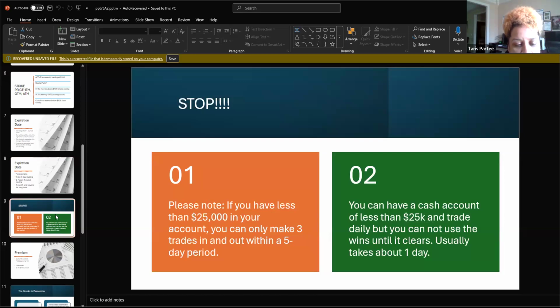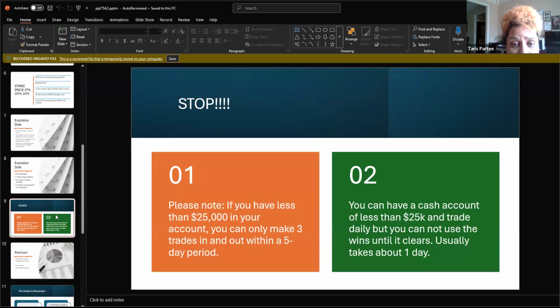Number one, if you have less than $25,000 in your account, you can only make 3 trades in and out within a 5-day period. What do I mean by in and out? That means opening and closing that trade. That's what in and out means. So if you do that within a 5-day period, you can only do 3 if you have less than $25,000.